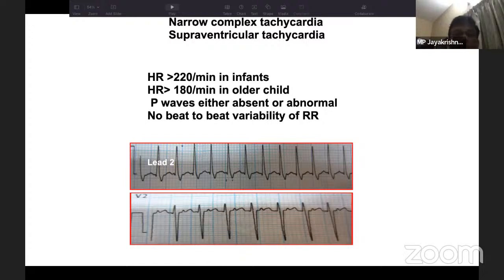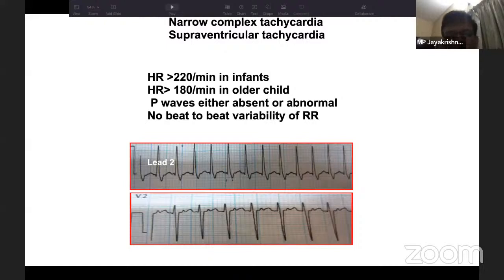And then you look at the P waves. If P waves are present preceding QRS, sinus tachycardia is more likely. But if the P waves are absent, or if the P waves are of abnormal morphology or abnormal position, like what we see here with P waves following the QRS complex, that indicates possible supraventricular tachycardia.